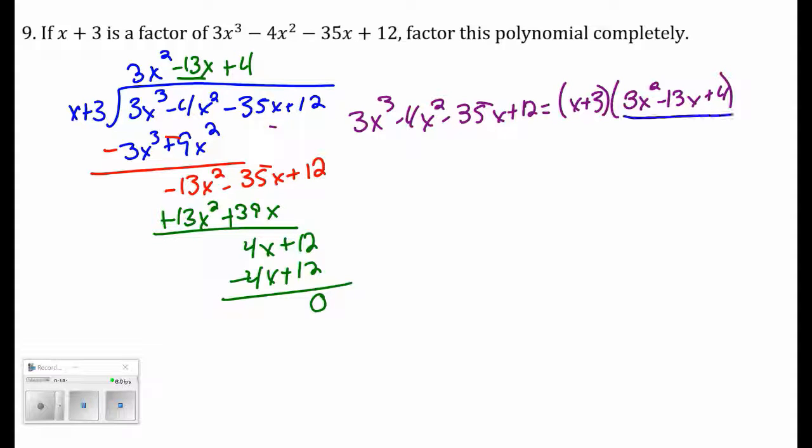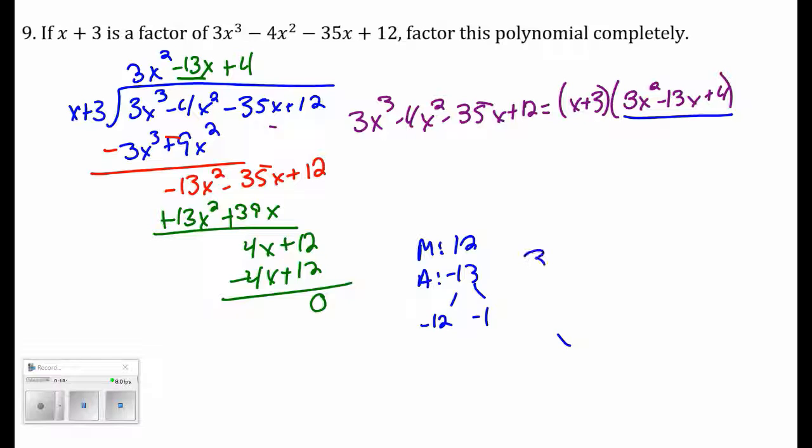So, look at that trinomial. How do I factor trinomials with a leading coefficient? The AC method. What multiplies to a times c? What multiplies to 12 that adds to negative 13? Stop for a minute and think about that. Pause the video if you need to. You get negative 12, negative 1.